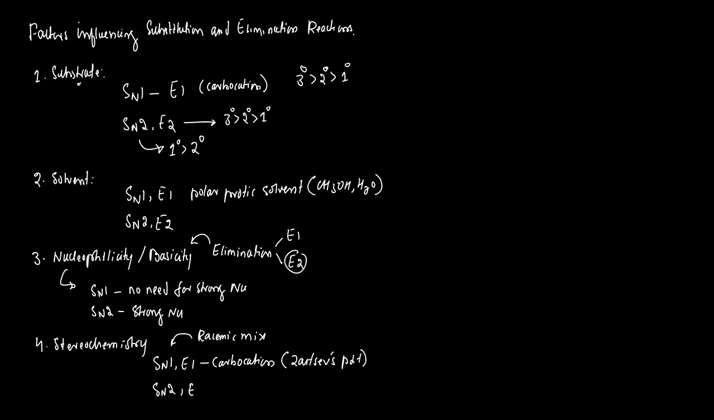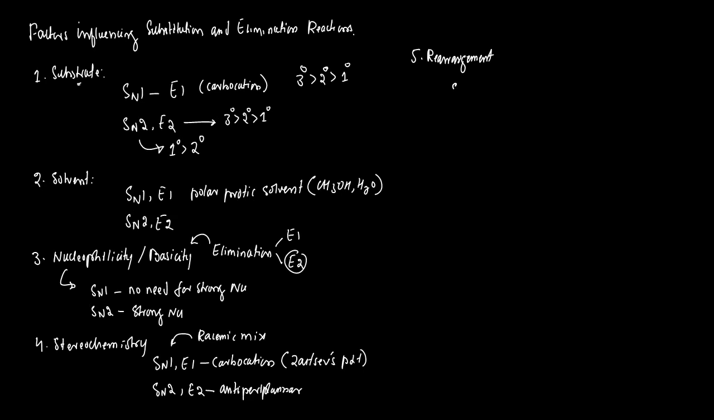Similarly, in E2 we require anti-periplanar conformation, and both the leaving group and the beta proton should be in anti-periplanar conformation for facilitating a fast E2 reaction. And as far as kinetics is concerned, both SN1 and E1 are unimolecular, whereas SN2 and E2 are bimolecular reactions. The fifth factor is rearrangement.